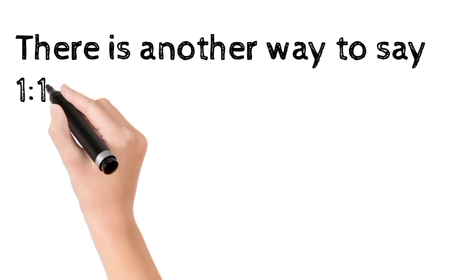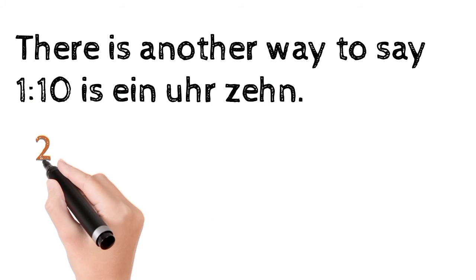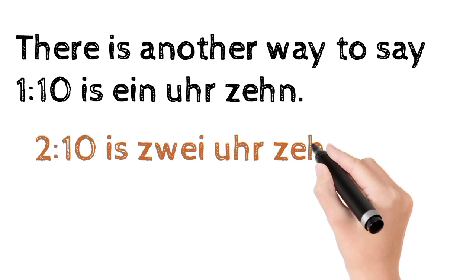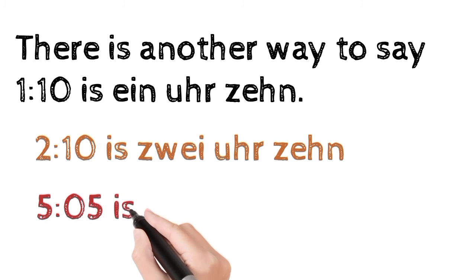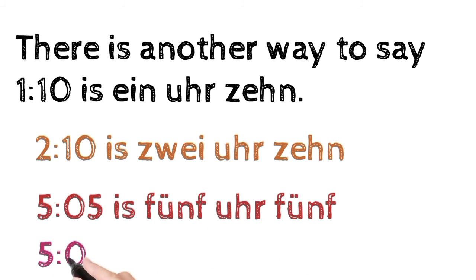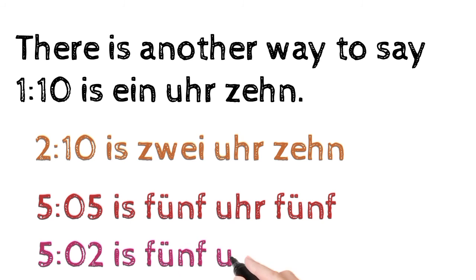There is another way to say 1:10, 2:10, 3:10 and so on. 1:10 is ein Uhr 10. Es ist ein Uhr 10. 2:10 is zwei Uhr 10. Zwei means 2, 10 means 10. 5:05 is 5 Uhr 5. 5:02 is 5 Uhr 2.